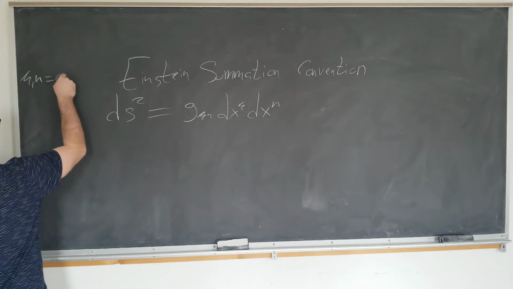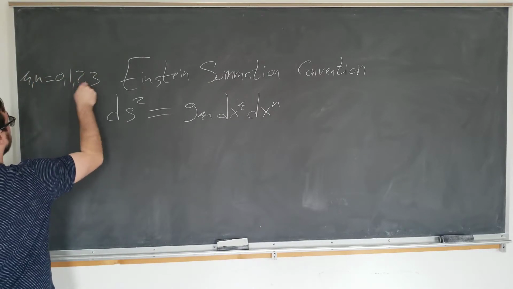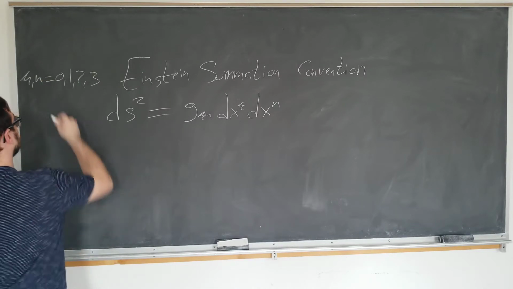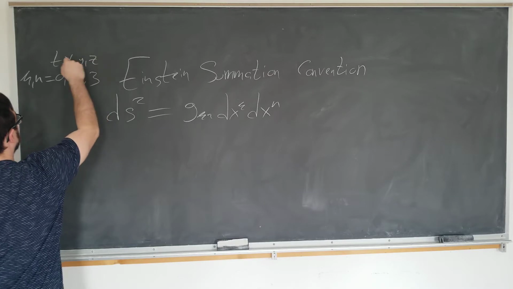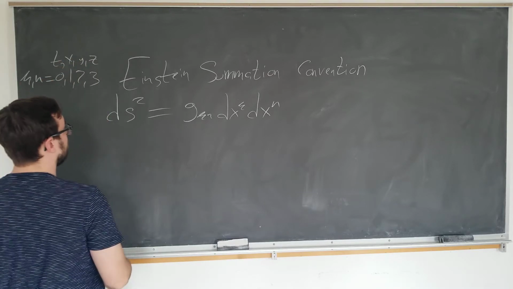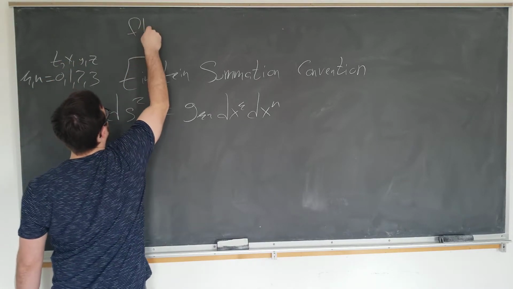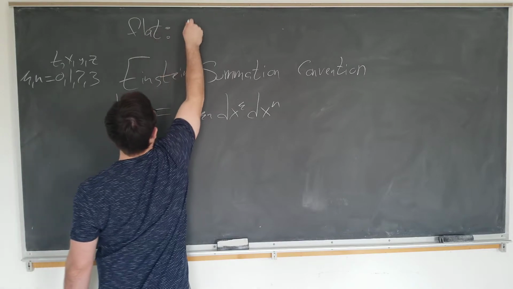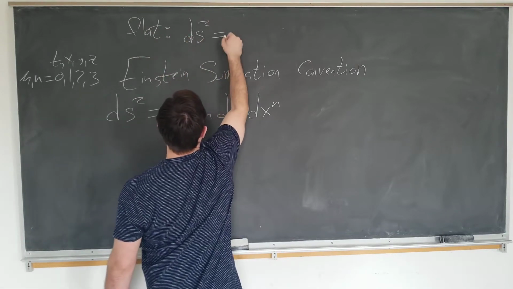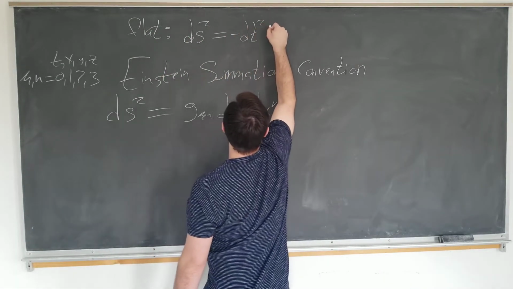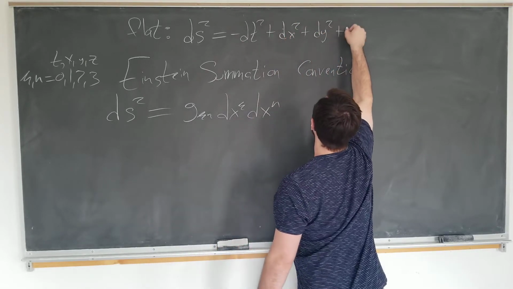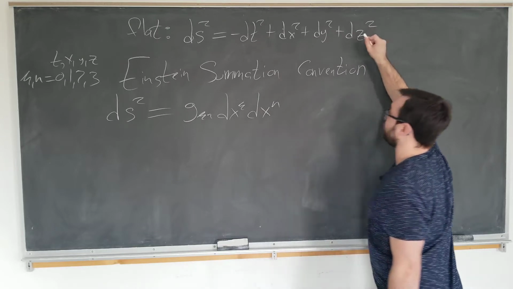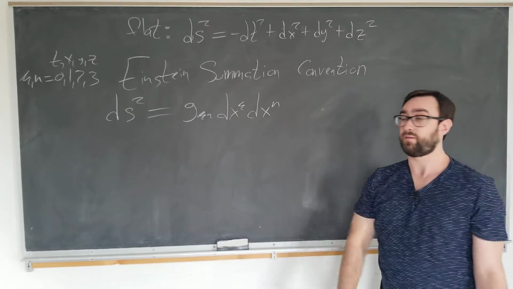are variables that run from 0, 1, 2, 3, or we give these coordinates the names of time, x, y, and z as well. And for a flat metric, or flat space, we would have ds squared is equal to minus dt squared plus dx squared plus dy squared plus dz squared. This is the kind of space-time that you've studied in other physics courses.